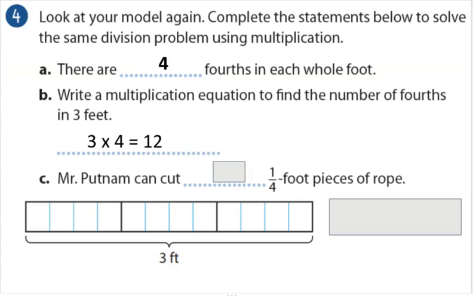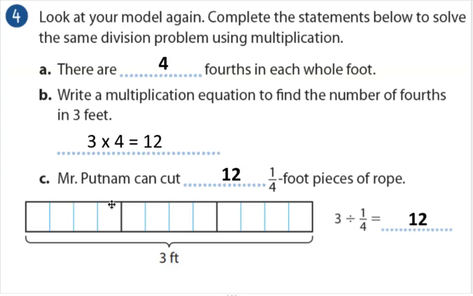So again, you think Mr. Putnam can cut 12 1/4 foot pieces of rope. And again, using multiplication to help you solve this division problem.